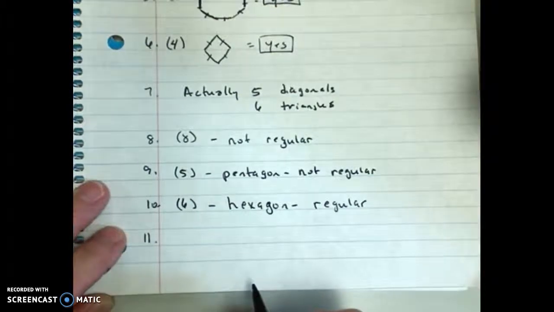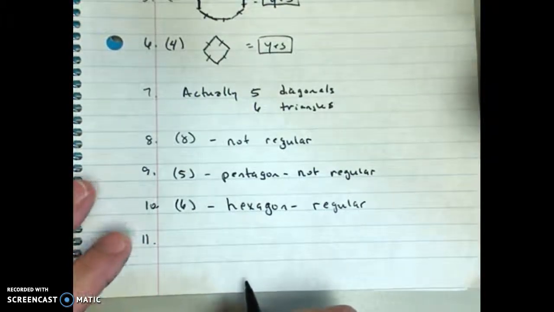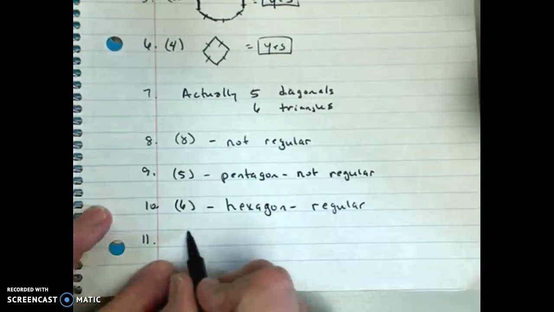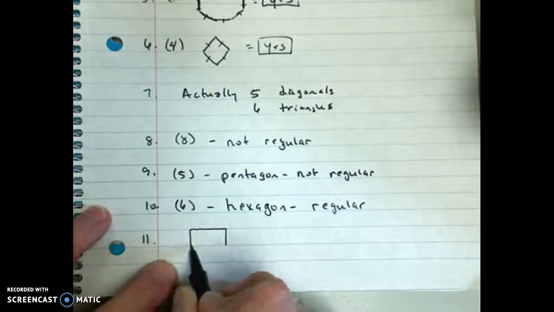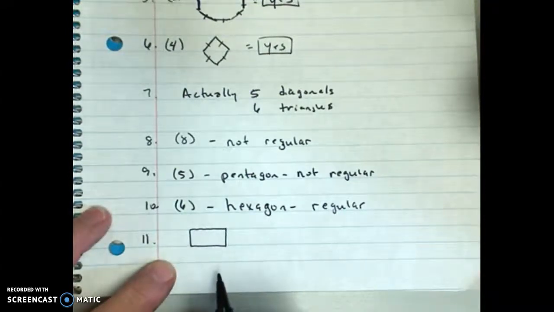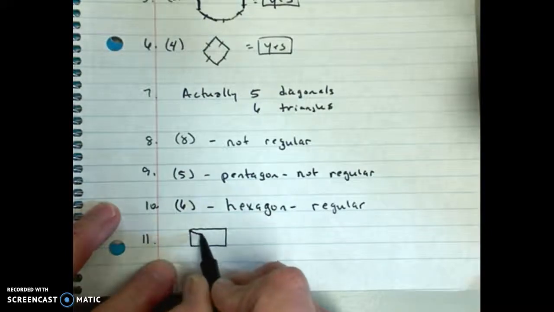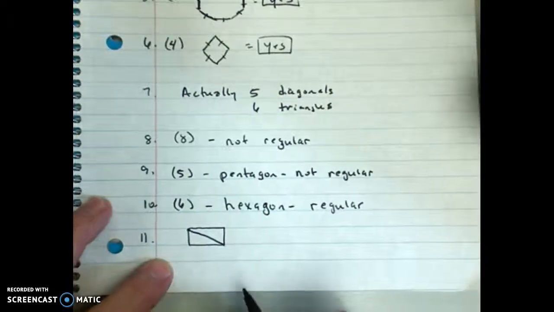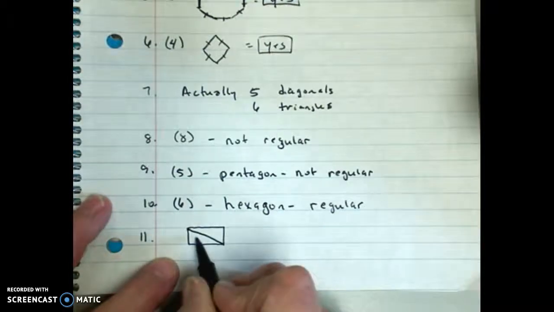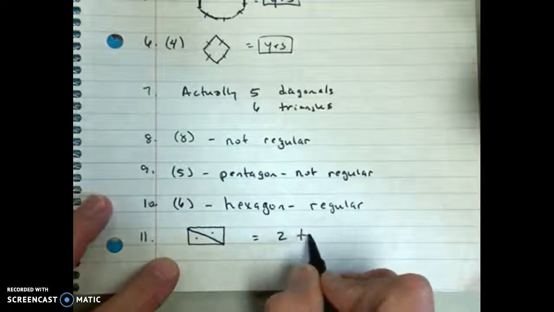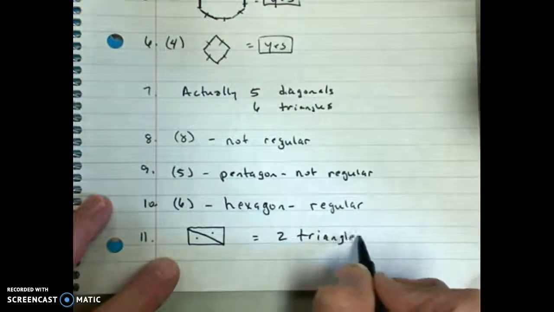Number 11, it says, how many triangles are formed by the diagonals from one vertex of a rectangle? So we want to draw a rectangle, and we want to know how many triangles are formed if we draw the diagonals. We don't want to cross anything, but there is the diagonal. How many triangles does that form? It forms 2 triangles.